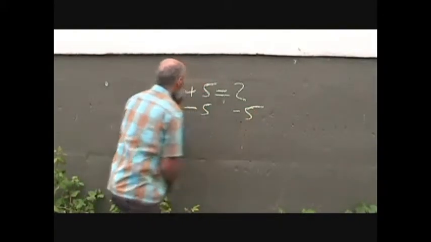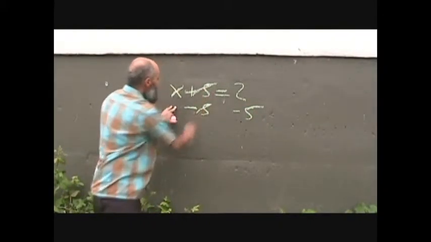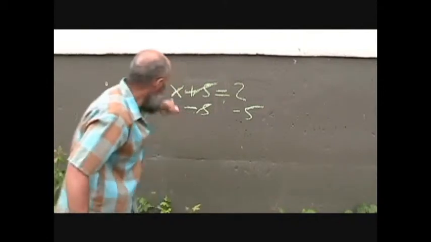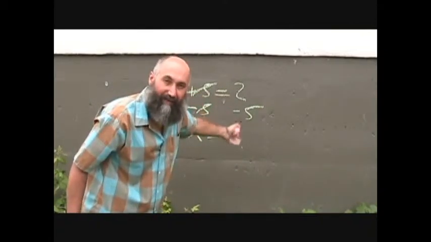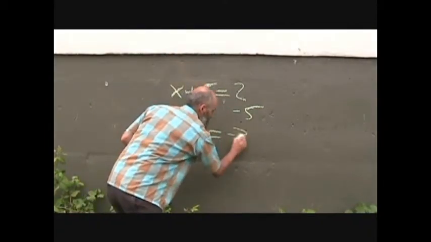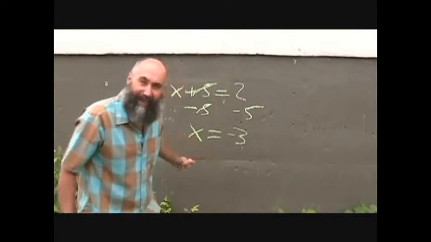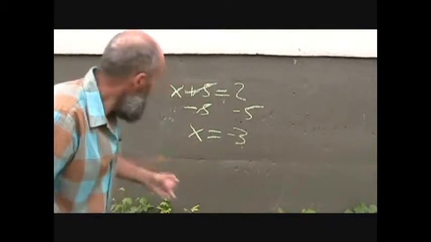Minus 5. So this guy kills this guy, right? All we got left on this side is just an x. So x equals 2 minus 5, which is negative 3. And that's your answer. x is equal to negative 3.